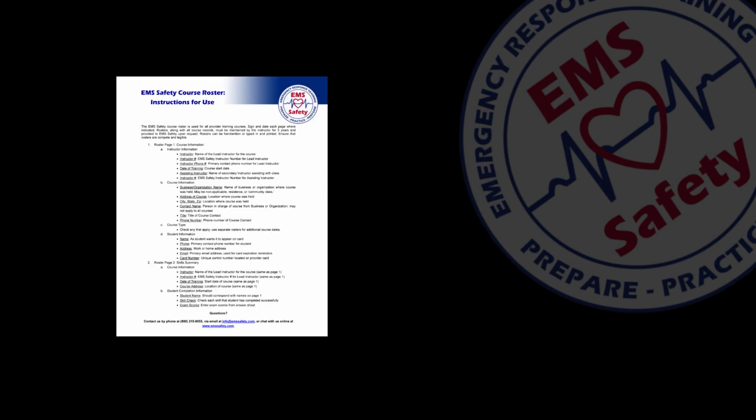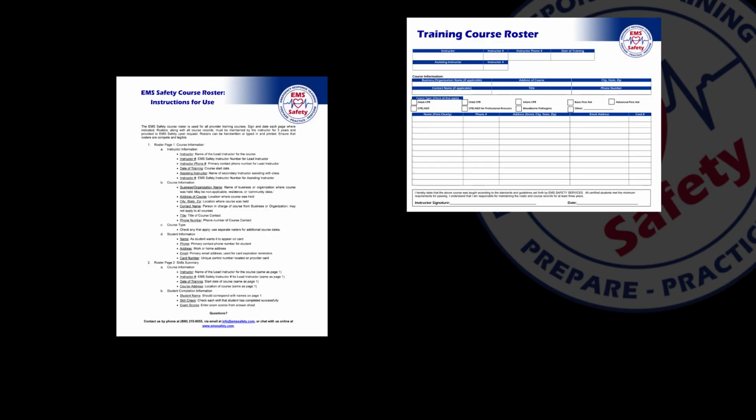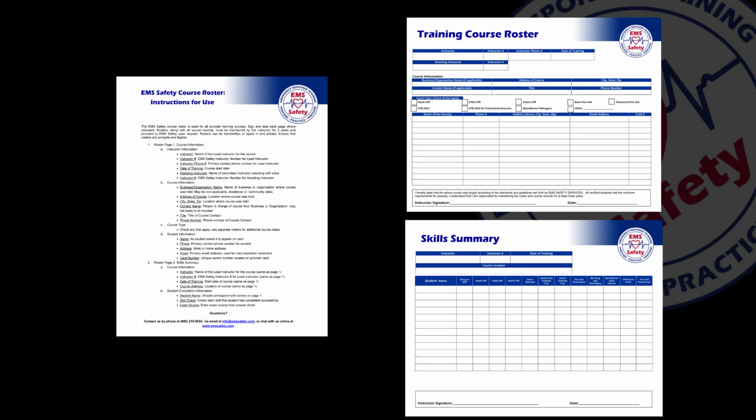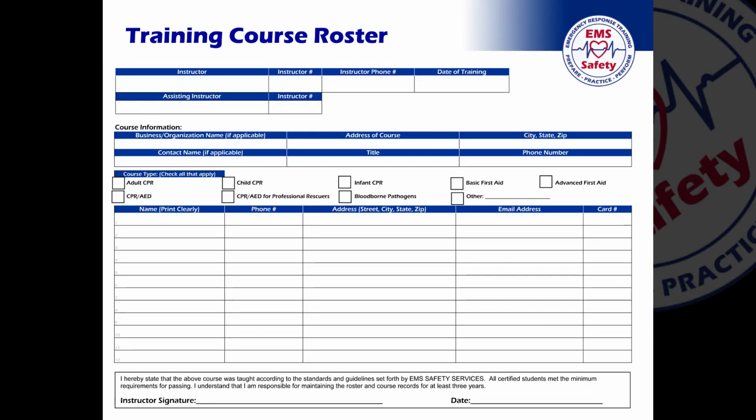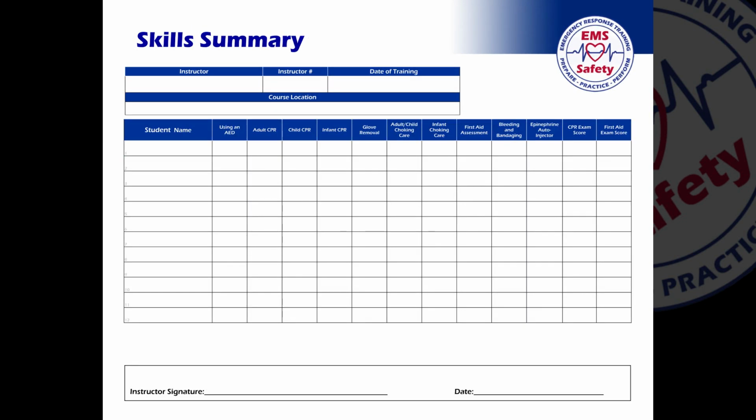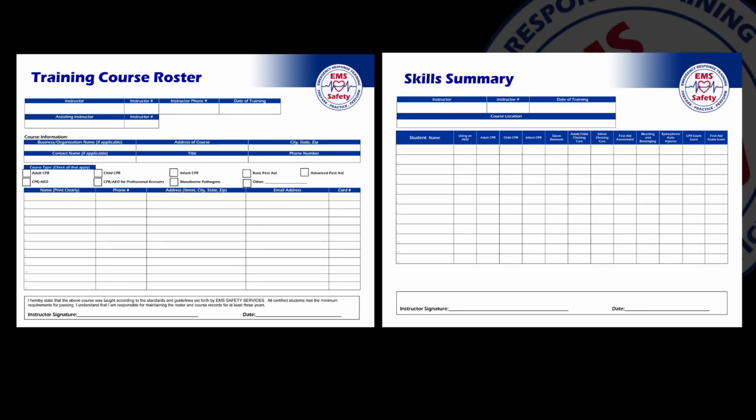The first page is an instructional page. Page 2 and page 3 are required as part of the course records. Page 2 is a summary of the course and the students. Page 3 is a summary of their completed skills and test scores. Remember, both page 2 and page 3 are required to form a complete roster.